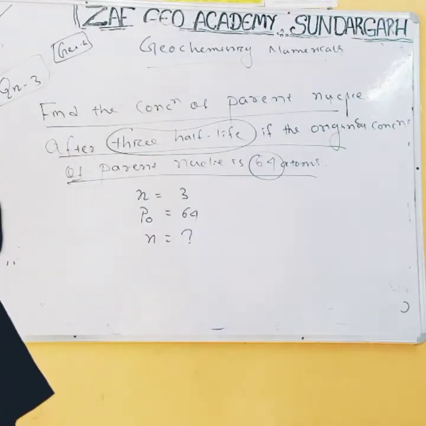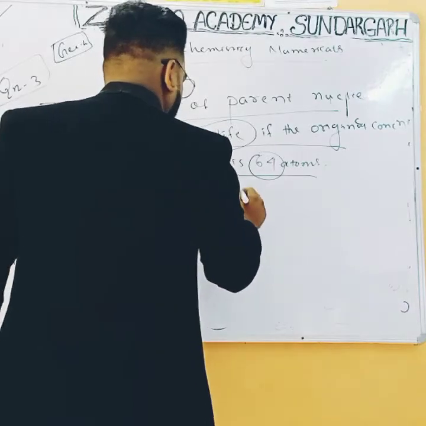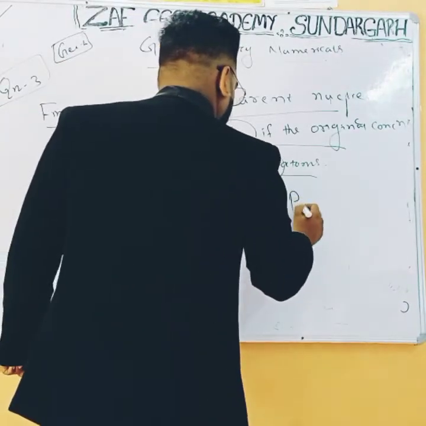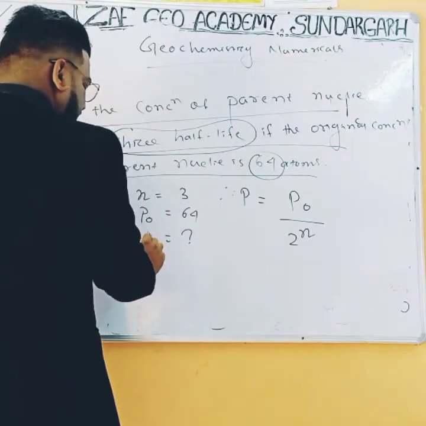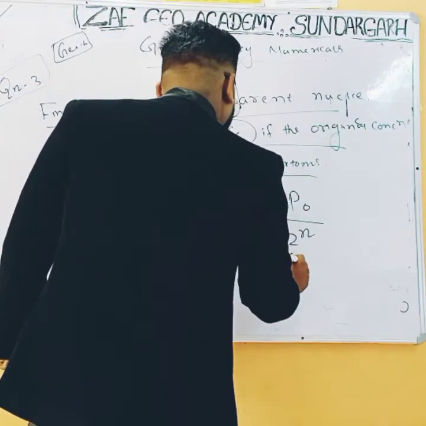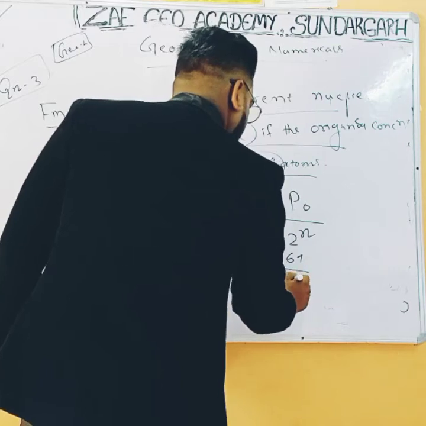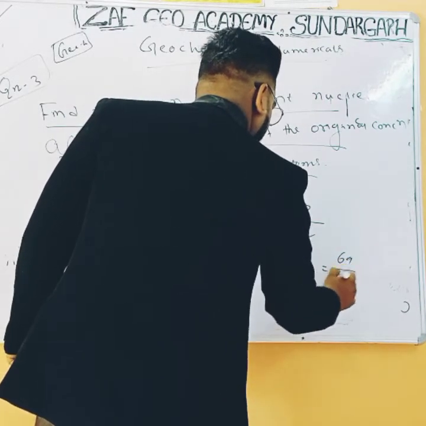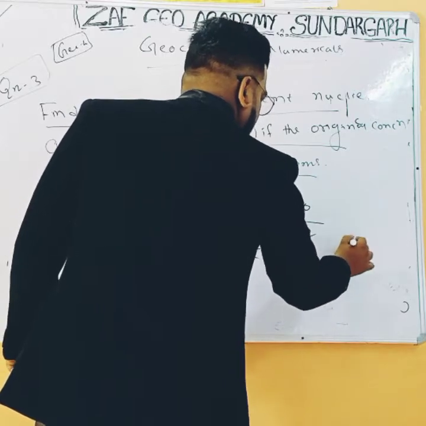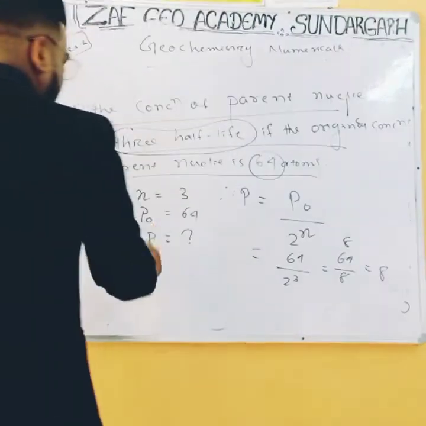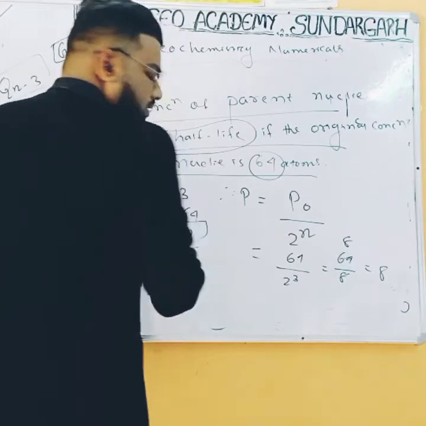So you have to calculate P. Therefore P will be equal to P naught divided by 2 to the power n. P naught is 64, divided by 2 to the power 3. 64 divided by 2 cubed, which is 8, is 8. So the concentration of parent nuclei is 8.